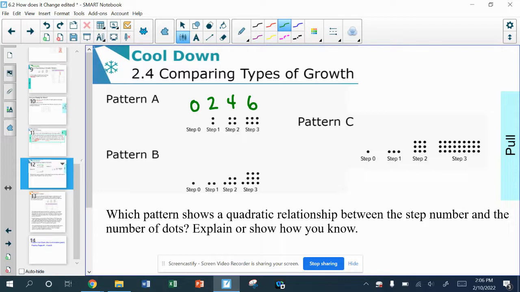Or we could even say that the step number is being multiplied by 2, right? 0 times 2 would be 0. 1 times 2 is 2. 2 times 2 is 4. 3 times 2 is 6.